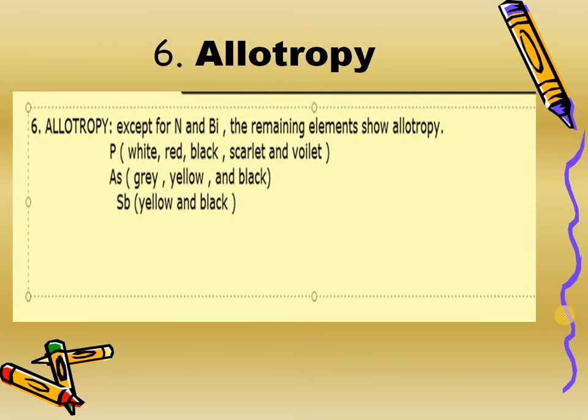So now next is allotropy. Allotropy is basically the property in which a metal or an element can exist in more than one form. So in this family, except for nitrogen and bismuth, the remaining elements show allotropy. For example, phosphorus exists in white, red, black, scarlet and violet types of allotropes. Arsenic exists in grey, yellow and black, and antimony exists in yellow and black.